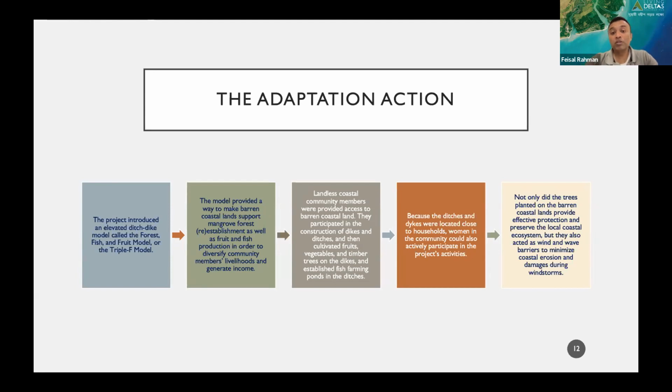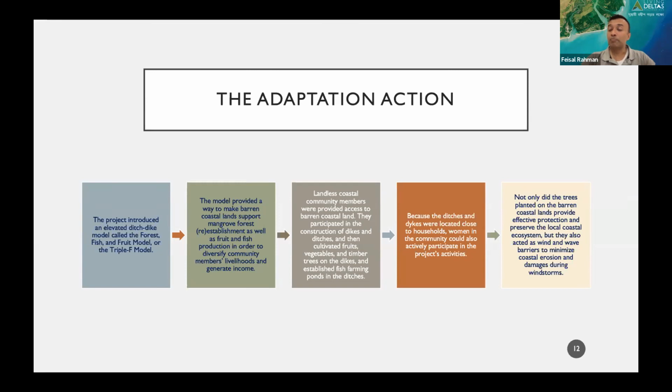Now, the target communities were landless communities in the coastal areas, so they were provided the barren land. Essentially, as I said, these were targeted to some of the most vulnerable communities, and they themselves participated in the construction of the dikes and planting of the trees. And also because they own the land, they were also enjoying the benefits of some of these adaptation actions.